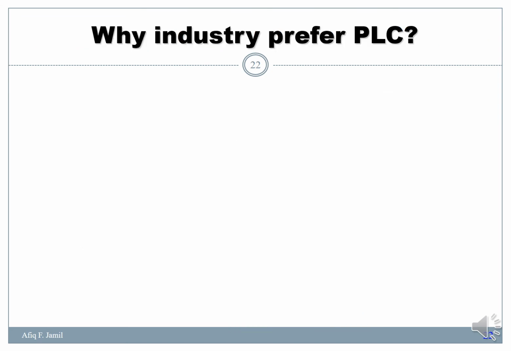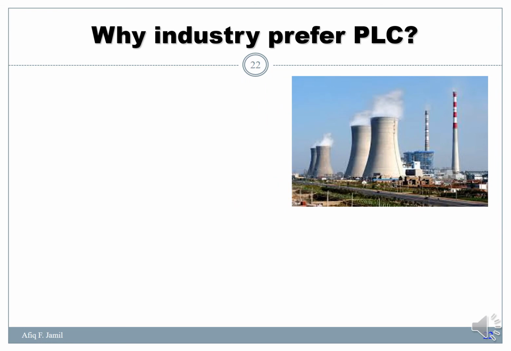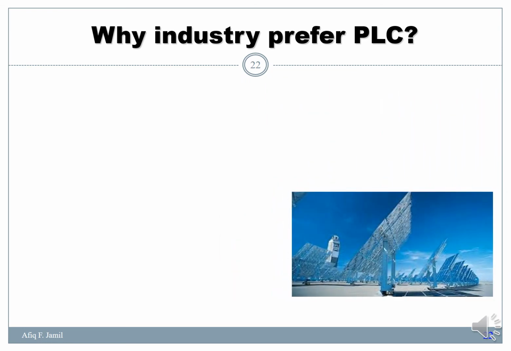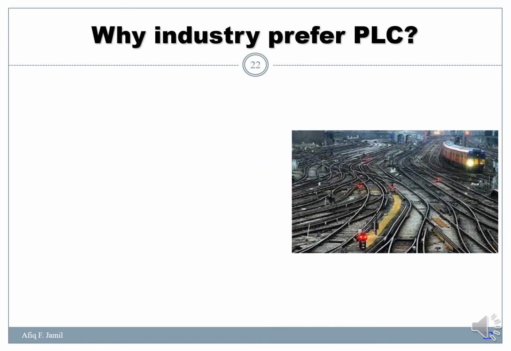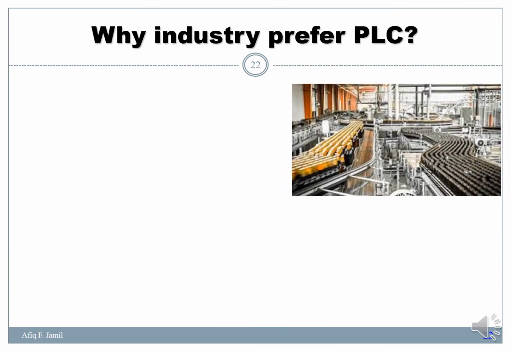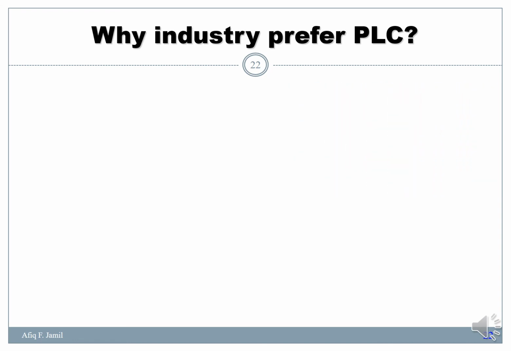Now, these industries such as power industry, renewable energy, automotive, oil and gas, railway system, and food and beverages all prefer PLC to be used in controlling their automation because of the durability, as I said before. The specific reasons are in this list.